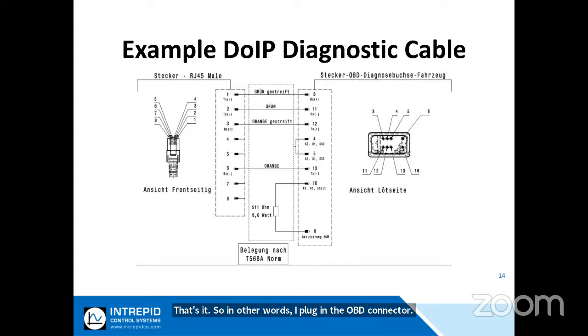So in other words, I plug in the OBD connector, that activates it. I plug in the Ethernet port on the left into my laptop, and off I go. And I can do DoIP, and I don't need a single service tool, which is another reason for having DoIP. Why have a service tool box when I already have a NIC in my computer that can actually do the job?